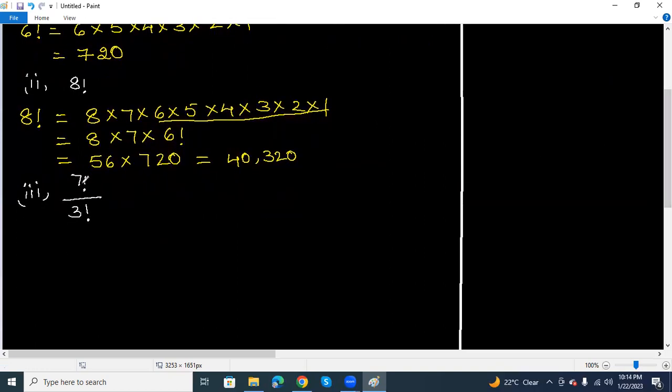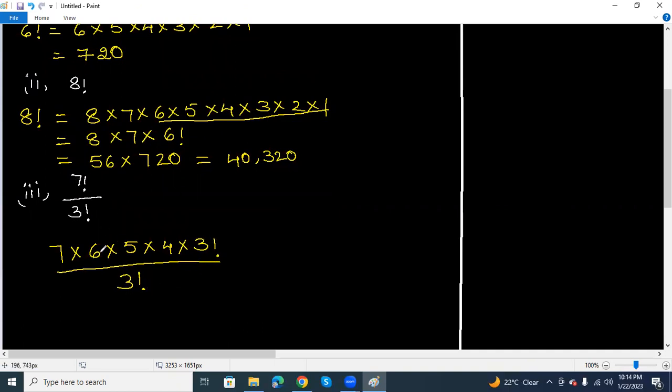Now, this is 7 factorial by 3 factorial. How to find this? First, we will write the 7 factorial. 7 factorial is 7 into 6 into 5 into 4 into 3 into 2 into 1. We can write it with a 3 factorial only, no? Because we have 3 factorial in the denominator. So we are writing this number in the form of 3 factorial.